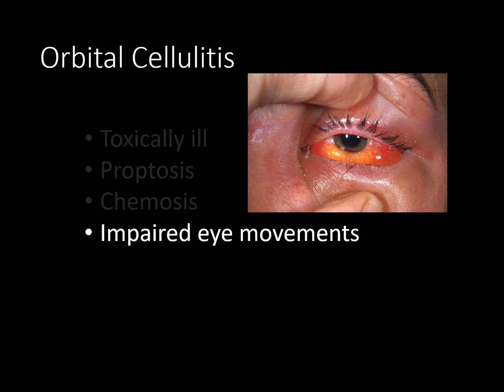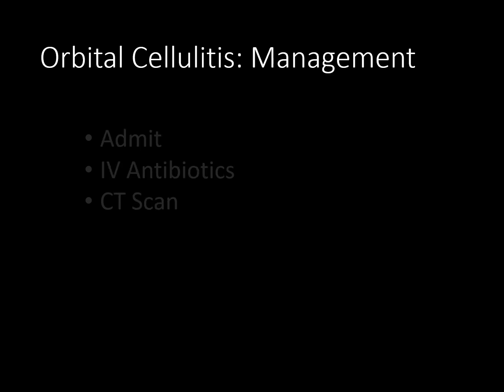The other type of myopathy is a paralytic myopathy, where there's nerve damage. That means that there's no signal going to the muscle to move the muscle, but in this case it's restrictive because of the bulk of the orbit that is swollen. So orbital cellulitis: toxically ill patient, proptosis, chemosis, and impaired eye movements, and all those signs are absent in preseptal cellulitis.